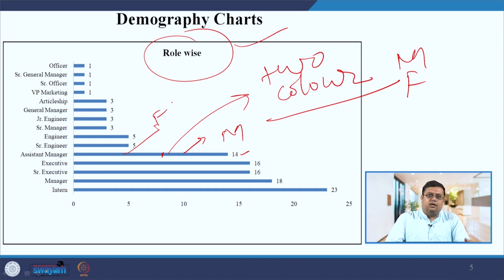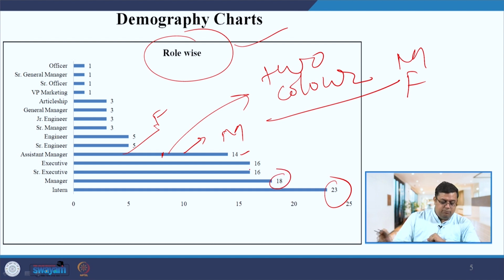So job positions are there, roles are there, and now you can add male and female in this, right. What we can interpret currently from this chart is how many people are there in which department, in which position. Officers, senior manager, BP marketing, general manager, junior engineer, assistant manager, right. The highest number are interns. After that, second highest are managers, and then you can see senior executives and executives. That is how you have presented the number of various profiles, right.